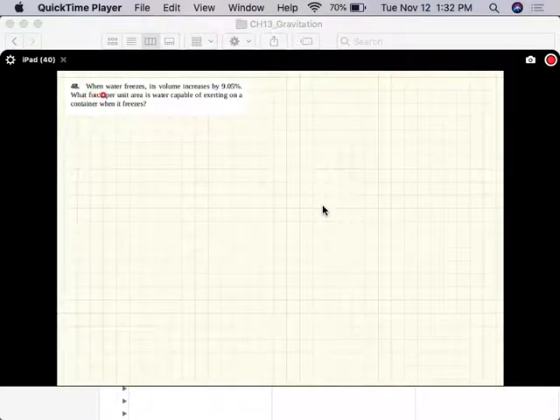All right, so this problem says when water freezes, its volume increases by 9%. What force per unit area is water capable of exerting on a container when it freezes? Okay, so somebody look up the bulk modulus for water. 2 times 10 to the 9. You say bulk modulus? Bulk modulus.